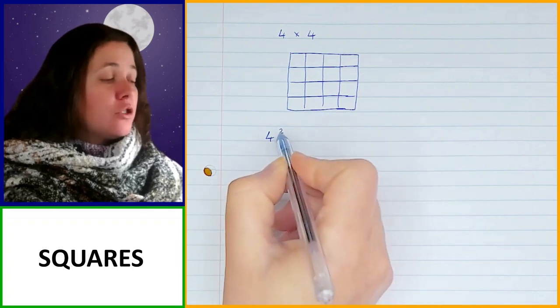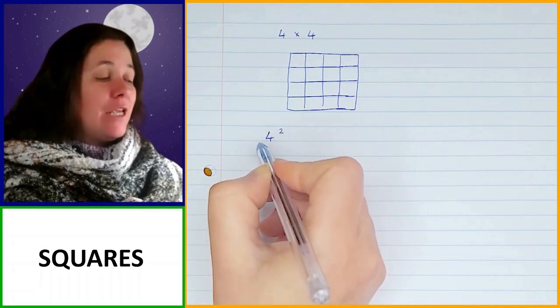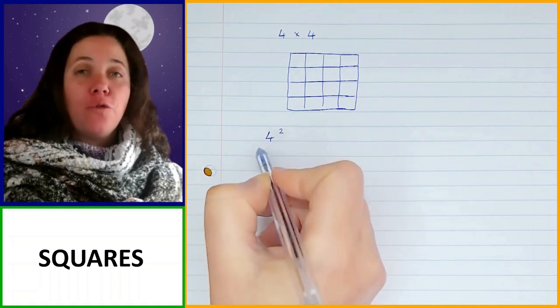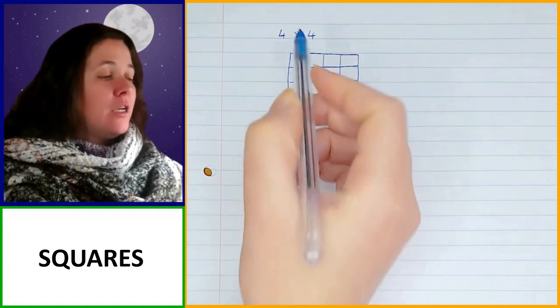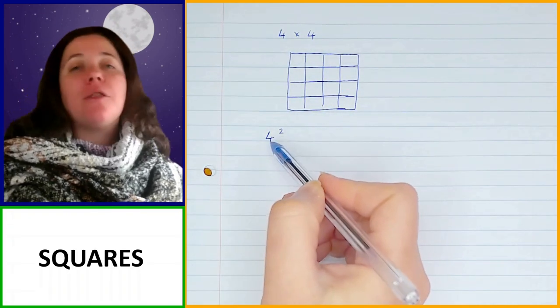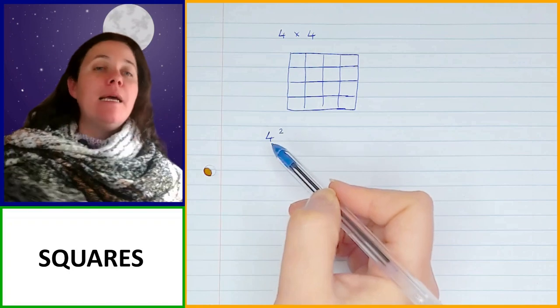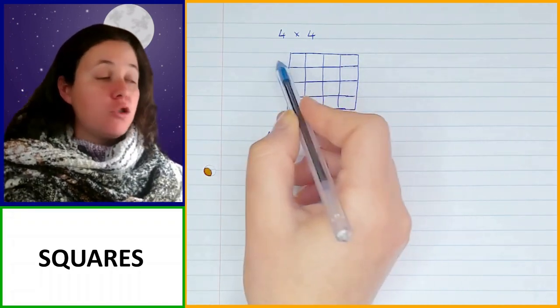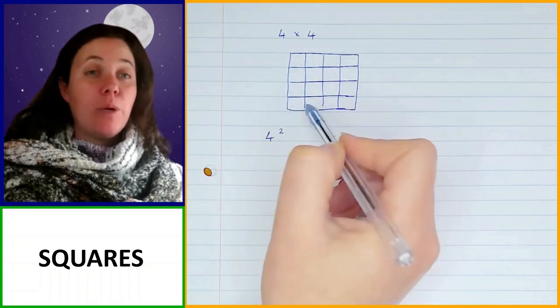And the 2 tells us how many 4s are being multiplied together. So in this case, there are 2 4s being multiplied together. You can see over here, I've got 2 4s being multiplied together. Your exponent can be other numbers as well, but when we're working with squares, it's always going to be 2, because we have 2 being multiplied together that forms a square like this.